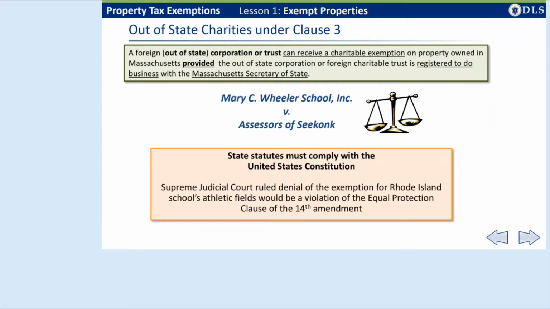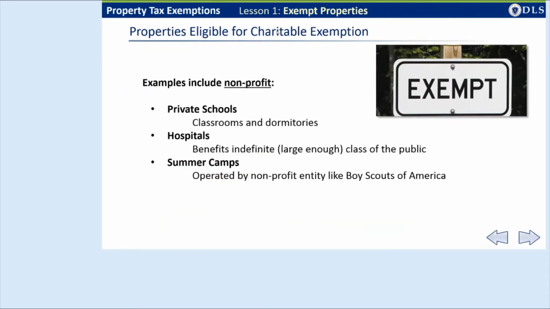Therefore, an out-of-state corporation or foreign charitable trust may qualify for a charitable exemption, but it must be registered with the Secretary of the Commonwealth to do business within Massachusetts. Examples of charitable organizations that qualify for exemption of their real and personal property include nonprofit private schools, colleges, universities, hospitals, museums, and recreational facilities.